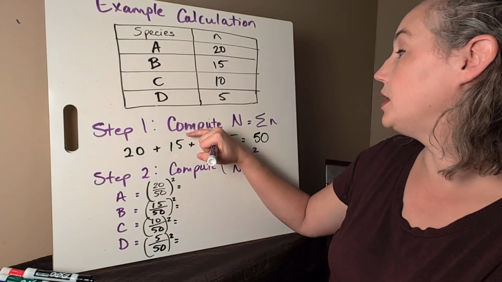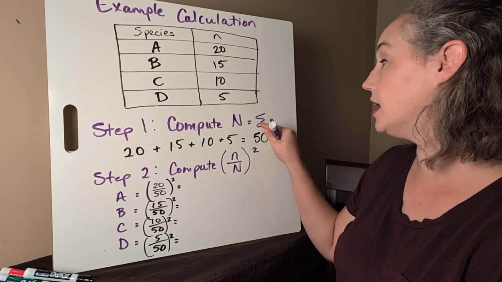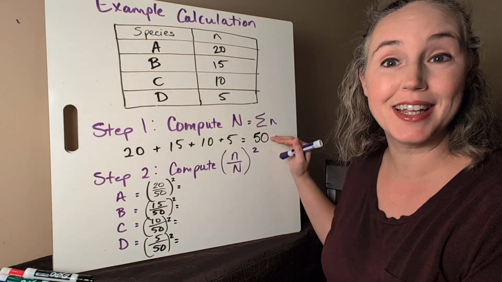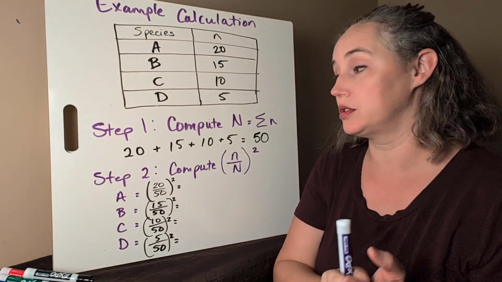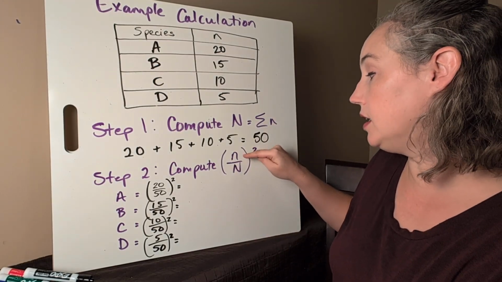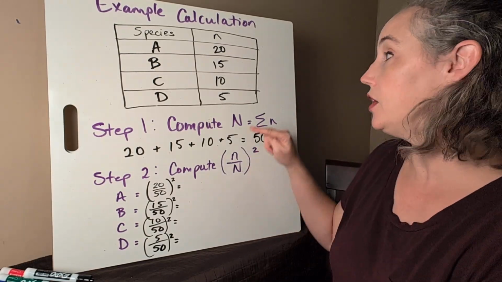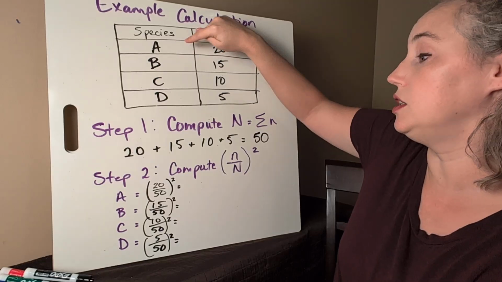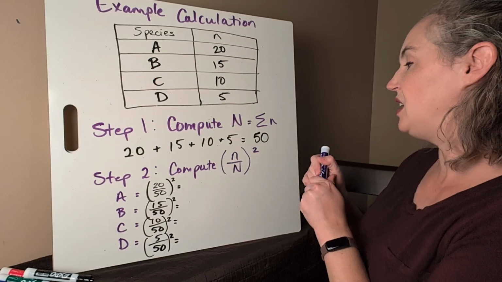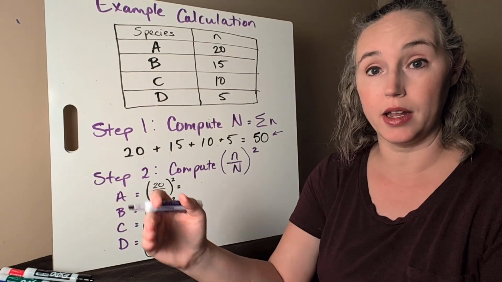Step 1, compute big N, which is the number of all the individuals, by adding up all the little n's. So 20 plus 15 plus 10 plus 5, add that together, that's 50 individuals in the whole ecosystem. Step 2, compute your little n over big N squared for each species. To do that, you're going to take your little n for each one, A, B, C, and D, and then divide that by big N, which we just figured out was 50 here. And then you're going to square that.